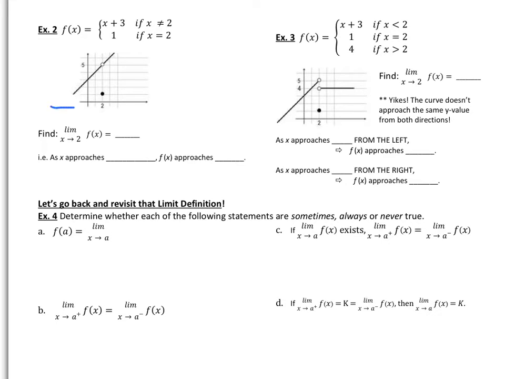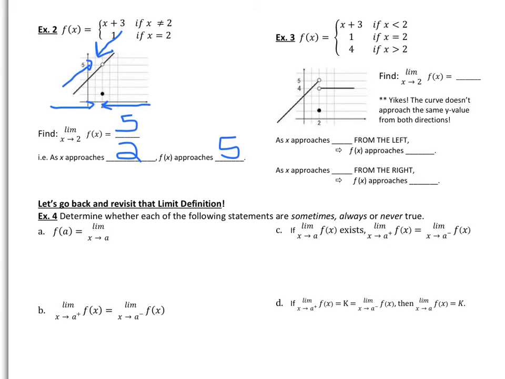As x approaches 2 from the left, the y values still approach 5. As x approaches 2 from the right, the y values come down and approach 5. So as x approaches 2 from both sides, the y approaches 5. And so therefore, the limit is 5.